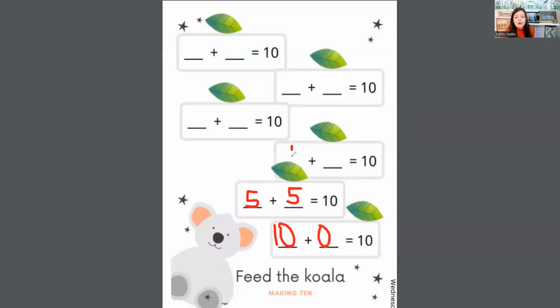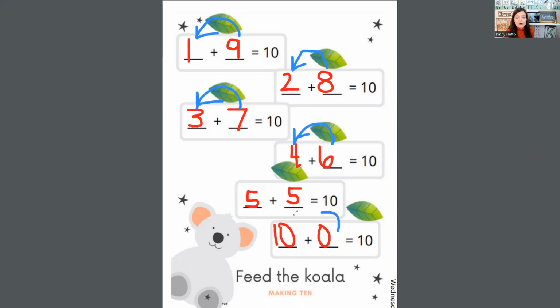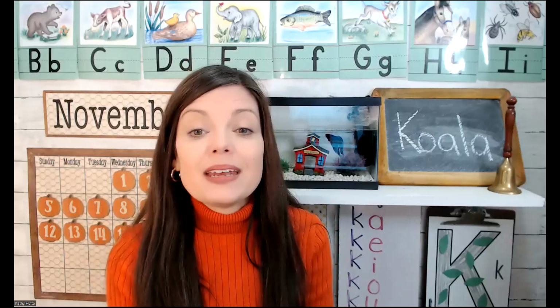And also 4 plus 6. And 3 plus 7. And 2 plus 8. And 1 plus 9. And did you know that I could say these backwards? I could say 9 plus 1, and 8 plus 2, and 7 plus 3, and 6 plus 4, and 0 plus 10, and I still get 10. Those are all the many ways that you can make 10. Well, that was our math time, and now it's time for science, and we're going to learn about koala bears.